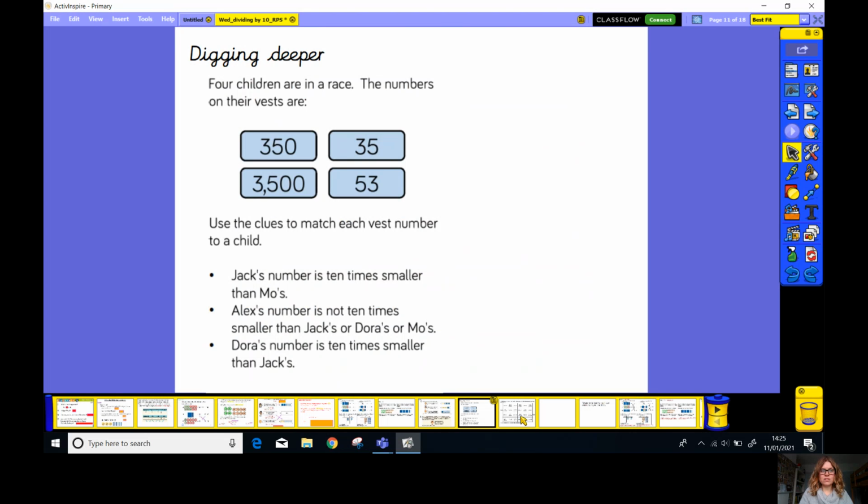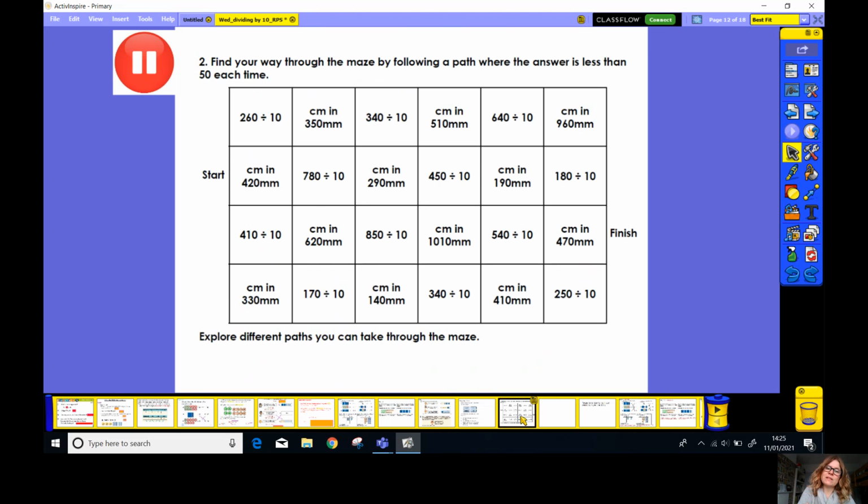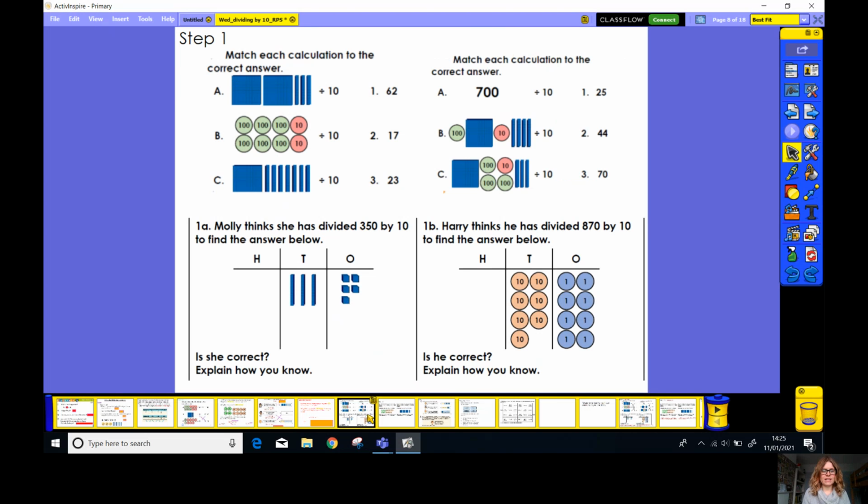Now today you might find you got through this work quite quickly, so you could spend a bit of time on this game. It says find your way through the maze by following a path where the answer is less than 50 each time. Okay, explore the different paths you can take through the maze, so you could have a go at that if you finish the work quite quickly. Okay, let's go through. I'm going to pause at each one so you can see it. Pause the video on the one that you want to work on.